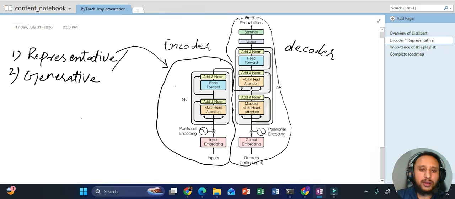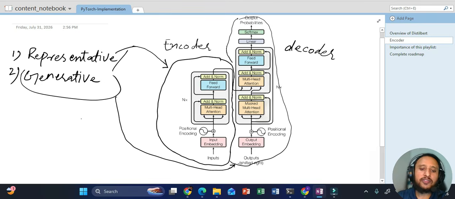Okay, so it is not the topic of this playlist to discuss the differences between encoder and decoder block. That I will be doing in a separate video. So just quickly giving you an overview of what kind of models we have on the basis of these two parts of the transformers architecture. And then this decoder part is basically based on this generative kind of model.